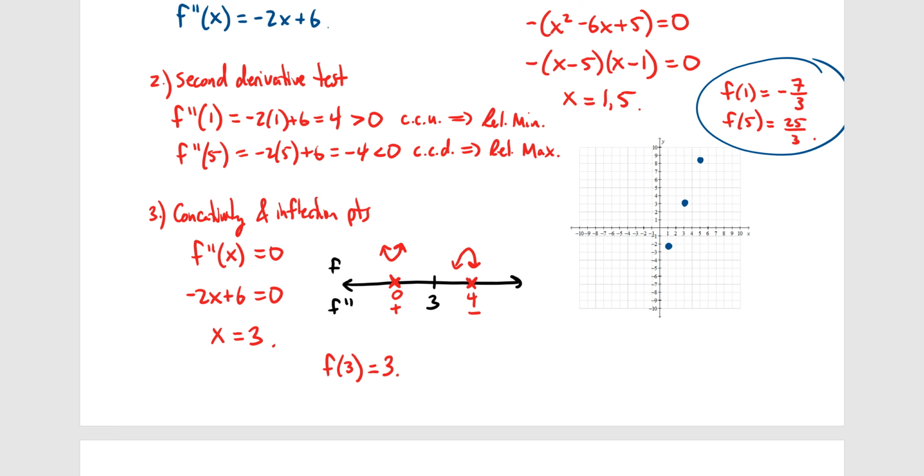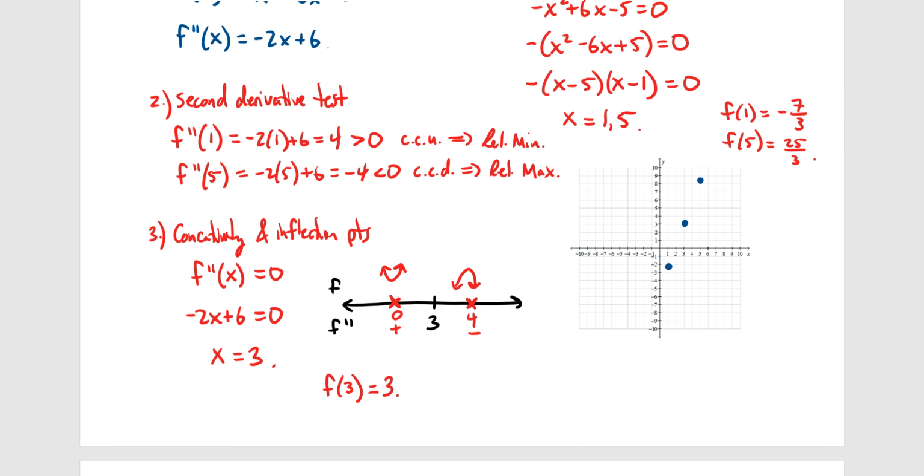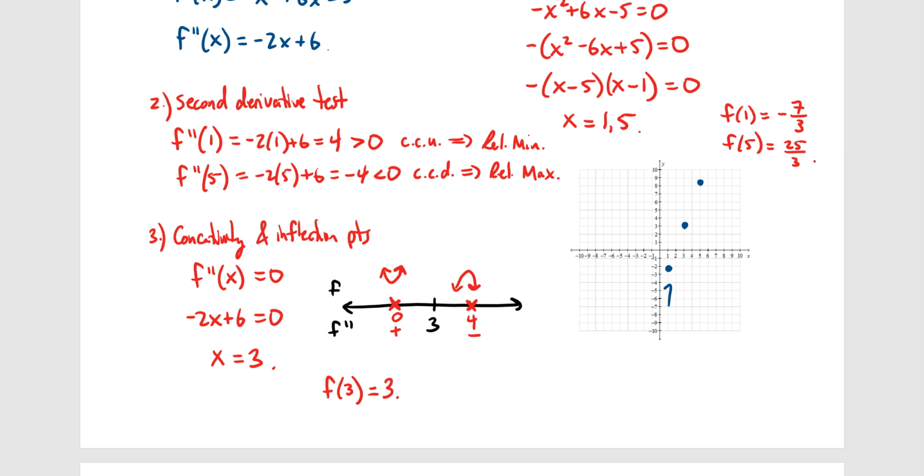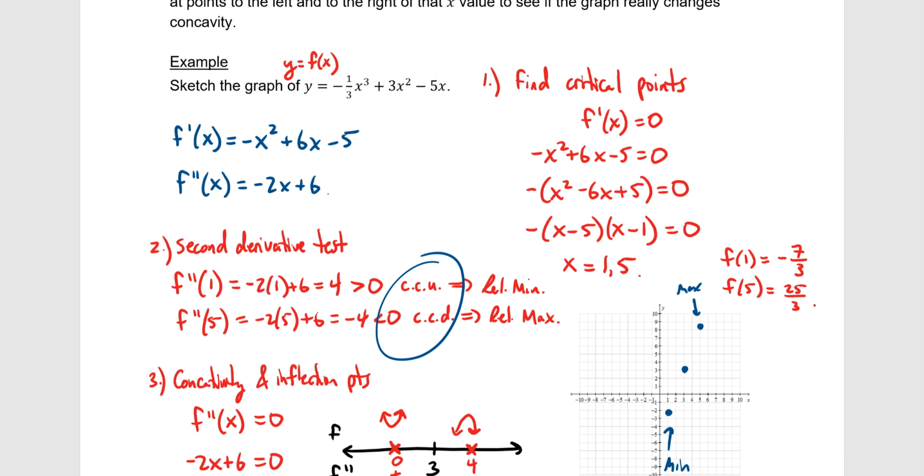And it looks like that is all we got. So we know that this is a relative min and this is a relative max. So we also know concavity. So it has to be concave up over here. So we know it's going to look something like this.